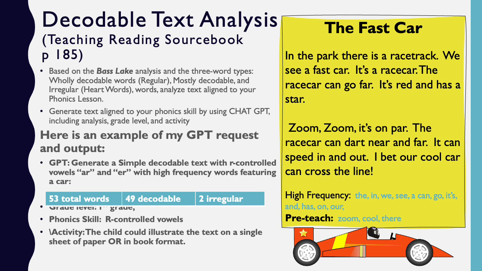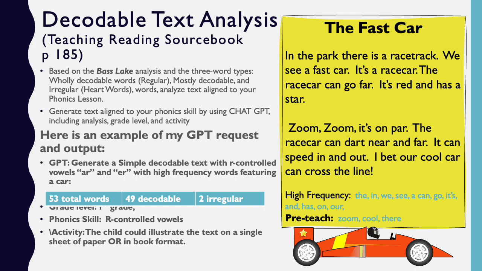In the park, there's a racetrack. We see a fast car. It's a race car. The race car can go far. It's red and has a star. Zoom, zoom, it's on par. The race car can dart near and far. It can speed in and out. I bet our cool car can cross the line.